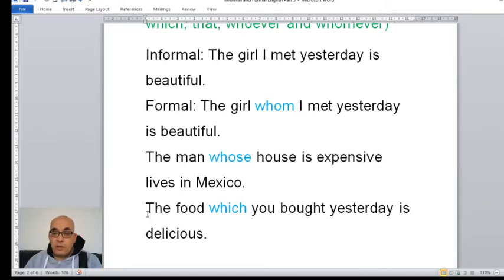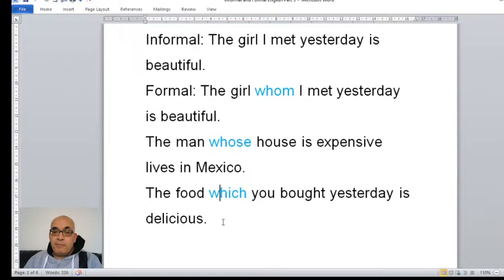Again, this sentence is complete, it is grammatical, and it is formal because you are using which, a relative pronoun, and it makes the sentence complex, and this is formal English. In speaking, people say the food you bought yesterday is delicious, but this is informal. But you have to use which and make the sentence complete, grammatical, and formal.